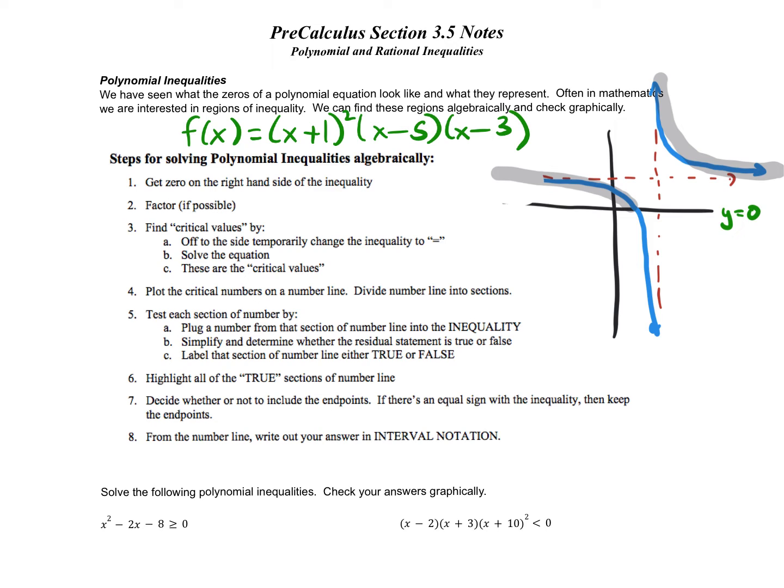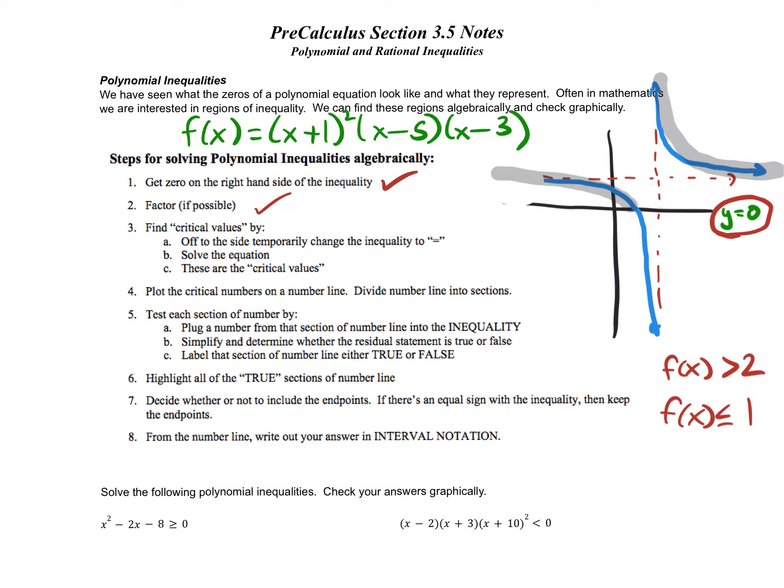Now, when we talk about how we solve these algebraically, like I said, the big number we want to focus on is 0. So we generally don't want to have f of x greater than 2 or f of x less than or equal to 1. We basically want to have a 0. So we want to make sure we get a 0 on the right side. Now, for a polynomial inequality, we want to make sure it is in factored form, so we can find the zeros very quickly, like we did in chapter 2. So if it's not in factored form, we need to do all the things we did before to put it in factored form.